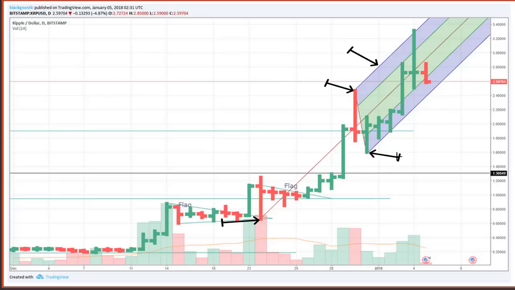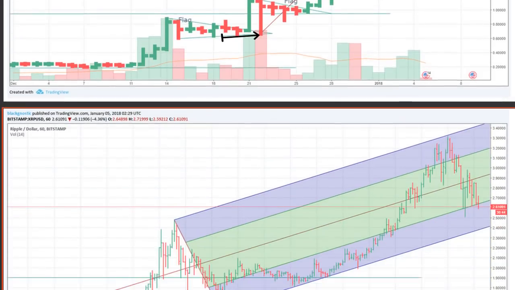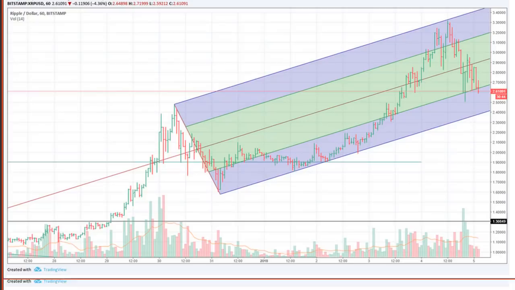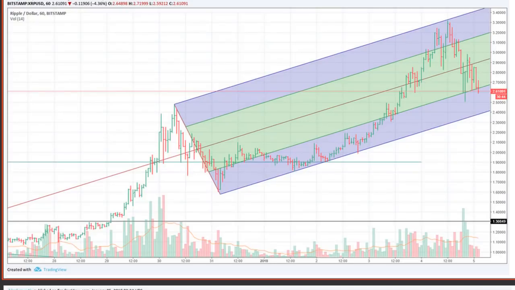This is a day chart, and it's hard to see how it actually fits in a day chart, because it looks rather simple, like it's not doing much. But in the next shot, we're going to scroll down to the hourly chart. Now, this is the hourly chart.